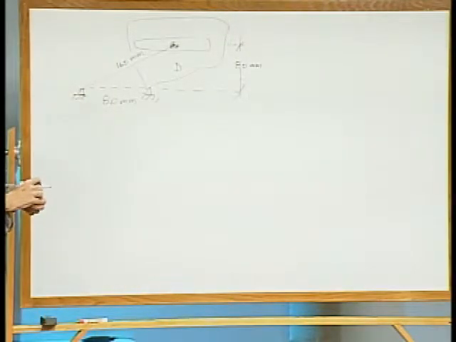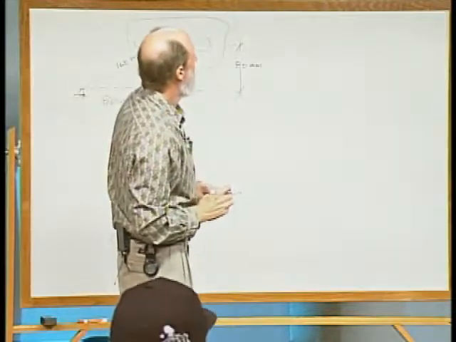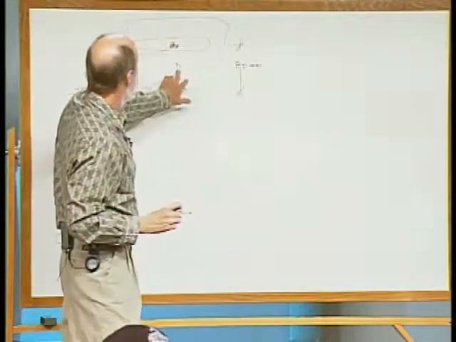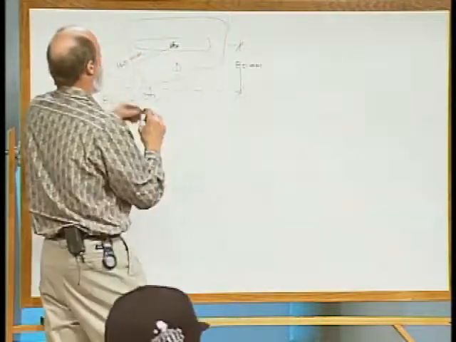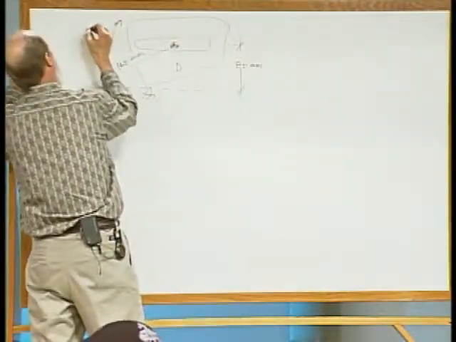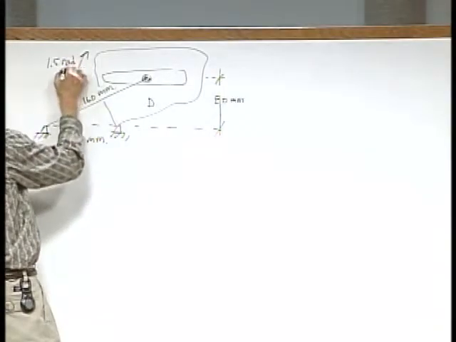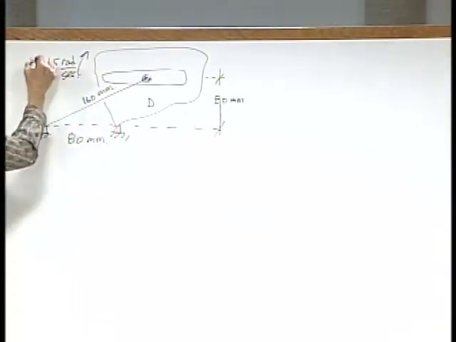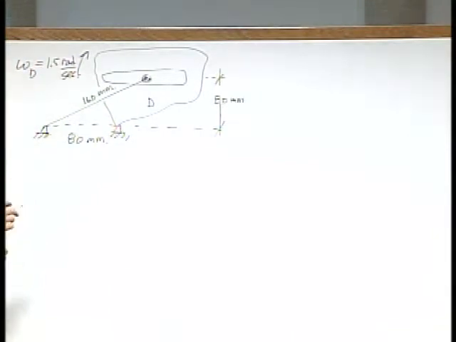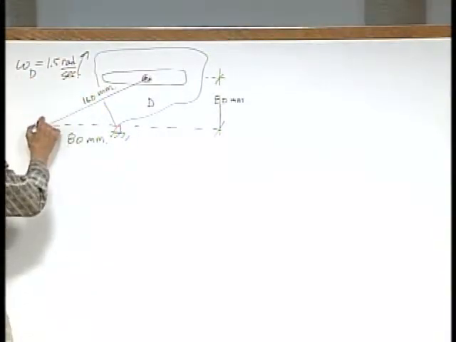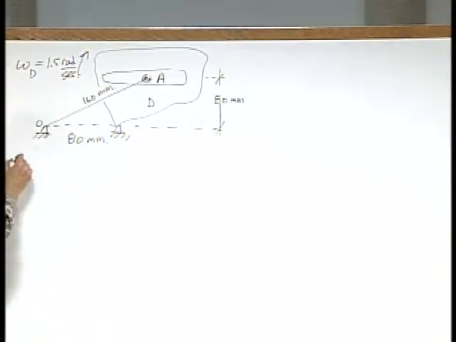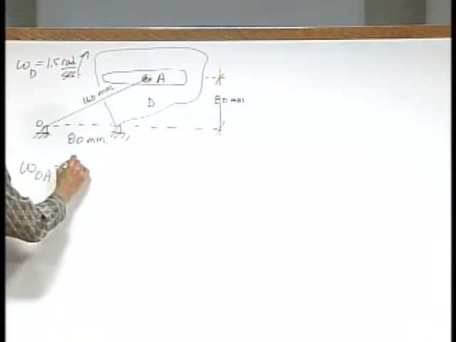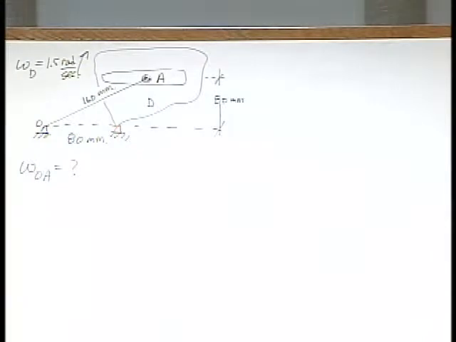Okay, so there's our geometry. And we've given member D a clockwise angular velocity of 1.5 radians per second. And this is omega of D, clockwise. Determine the angular velocity of member, this is labeled OA. So we wanted to get omega OA in that configuration.